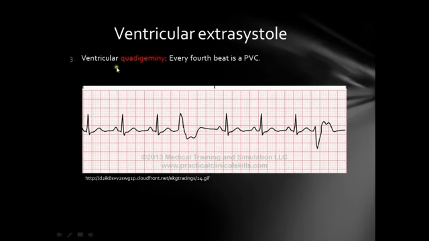Ventricular quadrigeminy means every fourth beat is a premature ventricular contraction. So normal beats, then a ventricular extrasystole, and again. You can also see here that this ECG strip is multifocal. See, this ventricular extrasystole looks different in morphology from this one. So we can call this multifocal ventricular quadrigeminy.